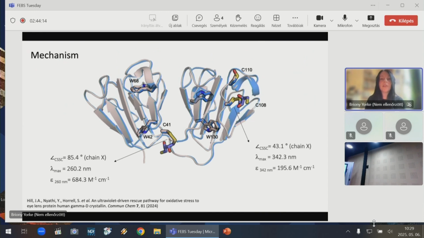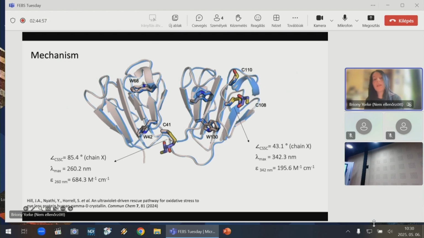Looking at the disulfide bonds of our 2 adducts, we found that at position C41, the disulfide bond was less strained. It had a lambda max of around 260 nanometers and an extinction coefficient at 260 nanometers of about 684. It's reduced when we go down to 285 nanometers. However, the disulfide bond that's closest, at position C108, is much more strained. The lambda max is 342 nanometers, and the extinction coefficient at its lambda max is 195.